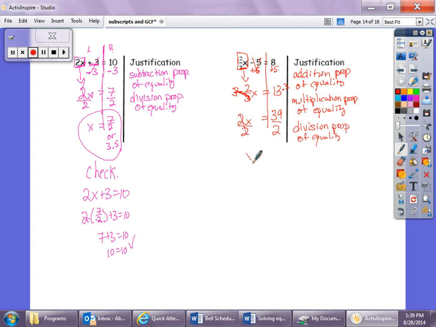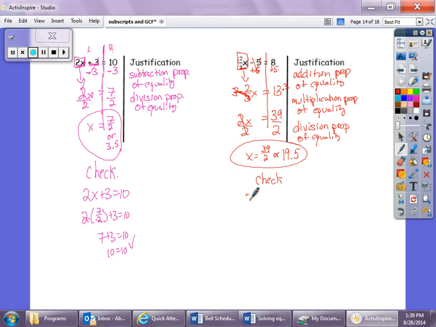And then we get x equals 39 divided by 2, or 19.5. We can leave it as a fraction or write it as a decimal, and we can once again check this.